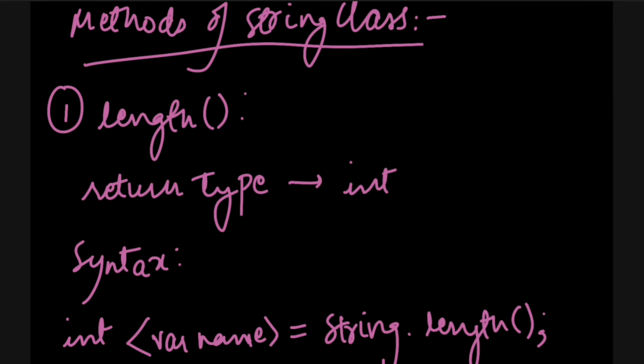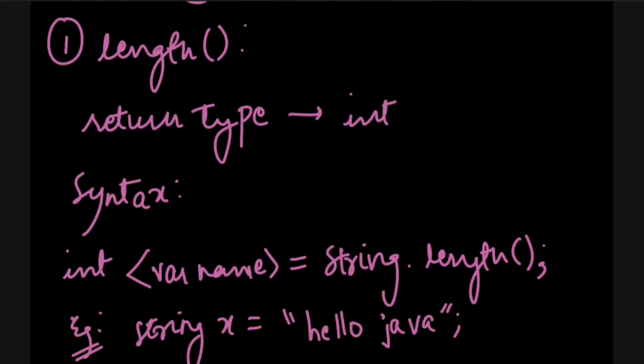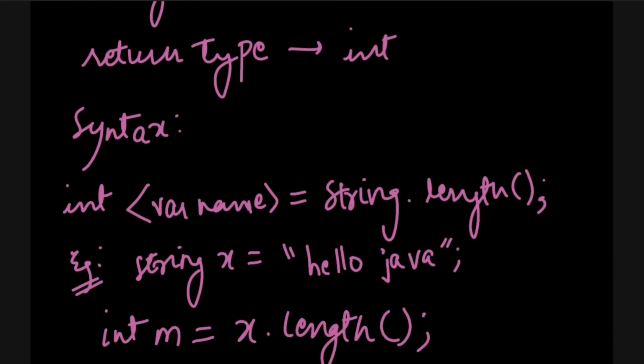First is the length method. Length method is used very commonly in almost all the programs that we write using string. So the return type of length is int, and let's look at its syntax. You write int, which is the data type here, and the variable name. Then you write string dot length. String dot length meaning whatever the variable you took, that dot length.